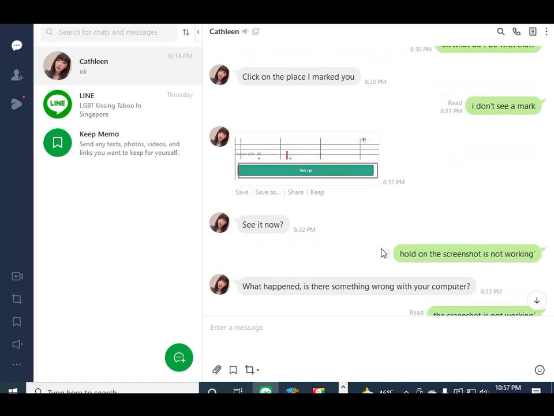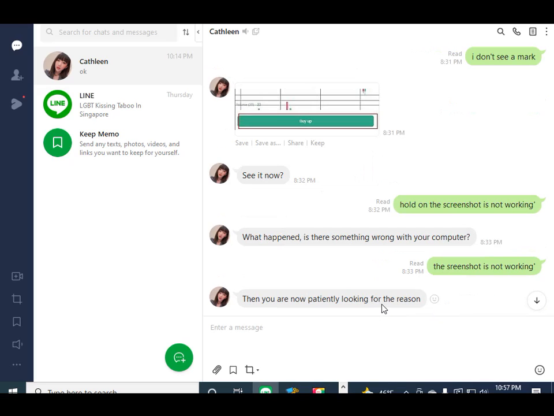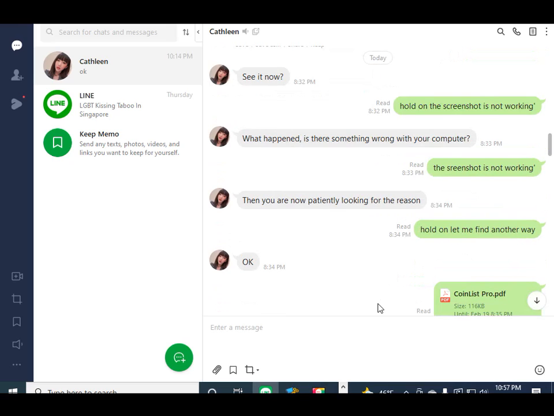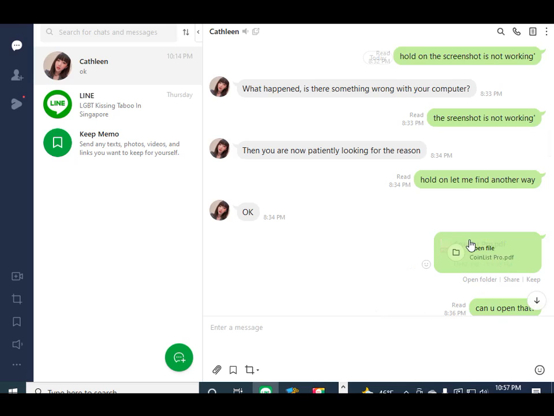Hold on. The screenshot is not working. What happened? Is there something wrong with your computer? The screenshot is not working. Then you are now patiently looking for the reason. Whatever the hell that means. Probably the reason to quit, right? The reason to quit, give up. Hold on, let me find another way. Okay. So I found another way.